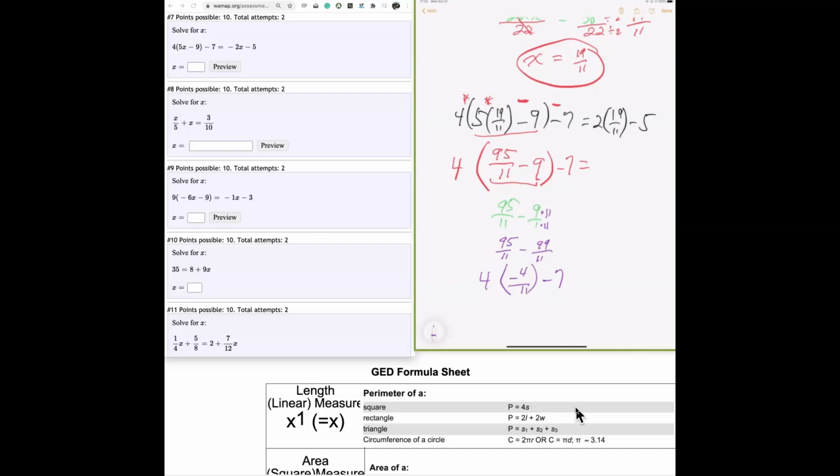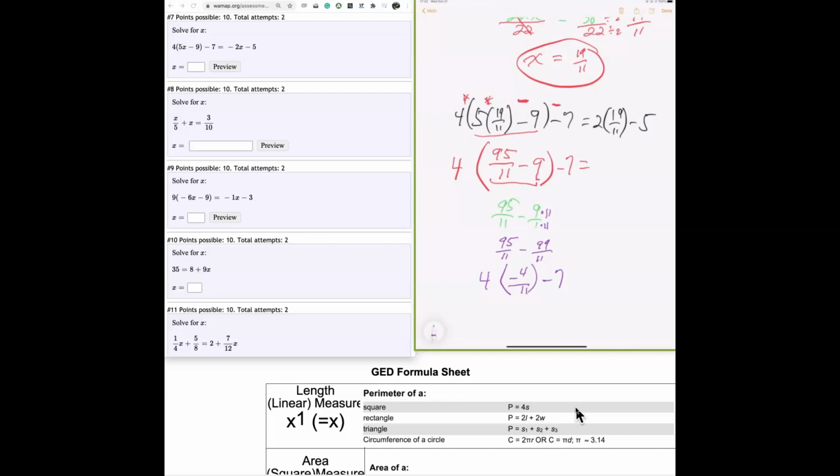And the new fraction is negative 16/11 minus 77/11. And so we've got two negatives, right? Negative 16 minus 77, so it's just going to get more negative. So we can combine the two numbers and we get negative 93/11. And I think that's as far as we can go. So we've evaluated this.